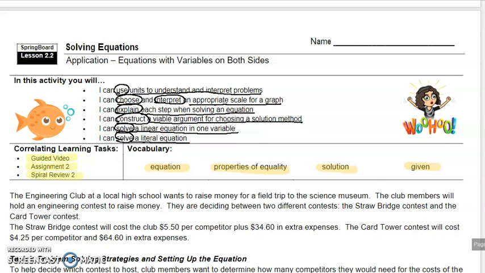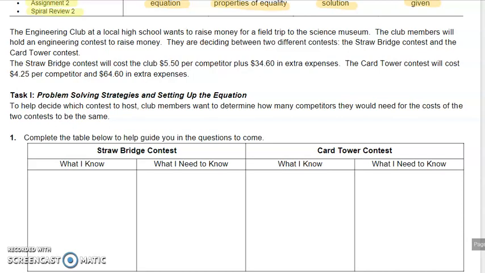This is your video lesson for section 2.2. Go ahead and pause the video, annotate your learning targets, observe the correlating learning task listed here, and take a look at the vocabulary words that we will be using in today's lesson. All right, scrolling on down to our first learning task here.